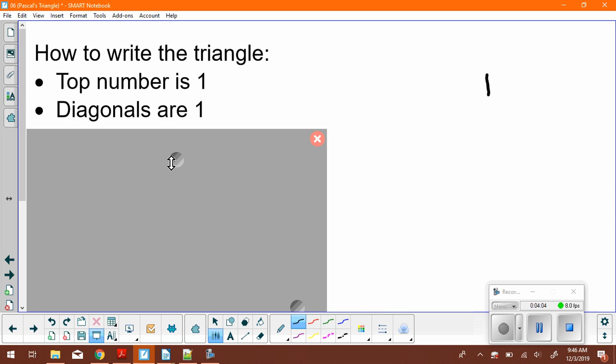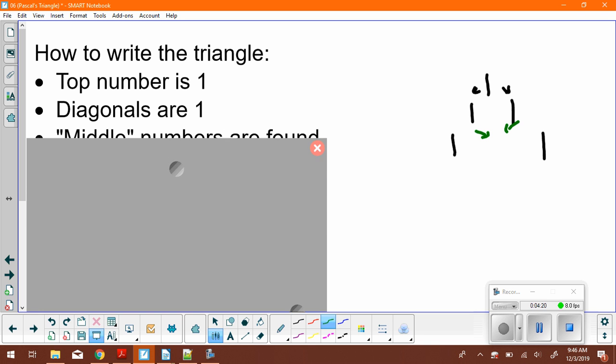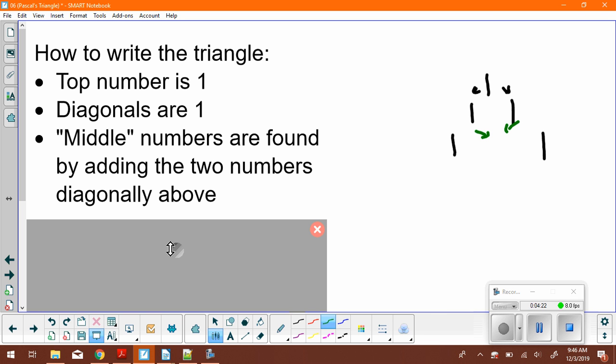Okay, if I'm expanding on my diagonals, my next row is also going to be 1, 1, because when I go diagonally, that was like our corners, I get 1s. Okay, I'll write it out again for my third row. What do I do with the blank space in the middle? Well, I take the 2 numbers that were above it on the left and right. Those middle numbers are found by adding the 2 numbers diagonally above. So my middle number is going to be a 2.